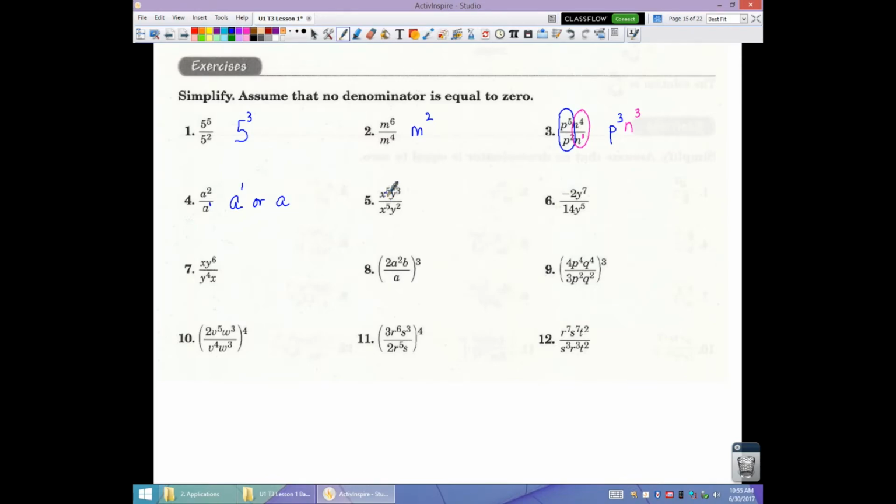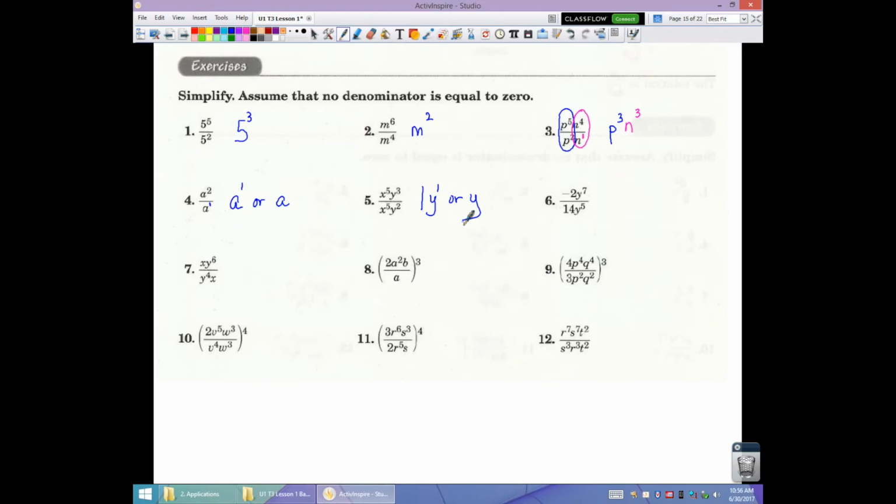Number 5, x to the 5th over x to the 5th. Now 5 minus 5 is x to the 0, but anything to the 0 power is just 1. So 1, and then y to the 3rd over y to the 2nd is y to the 1st. So a simpler way to write 1y to the 1st would be simply y.